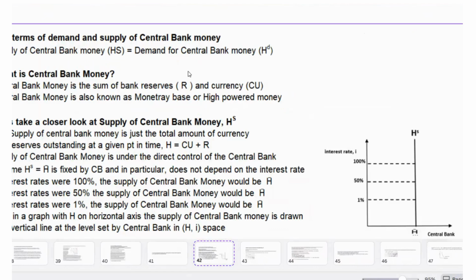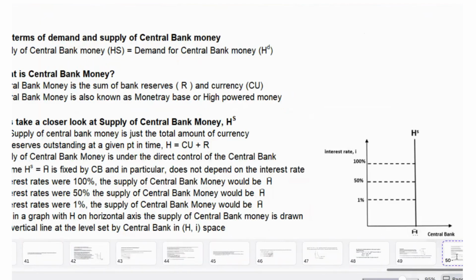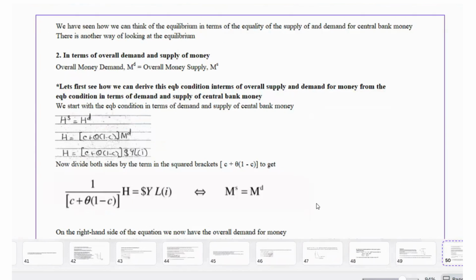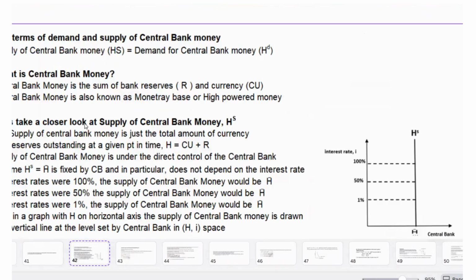So initially we talked about what financial market equilibrium is, where supply of central bank money is equal to demand for central bank money. Now, what we're saying is an equivalent way to express financial market equilibrium, in the case where the economy has a banking sector, is overall money demand is equal to overall money supply. Let's first see how we can derive this equilibrium condition, MD = MS, from the equilibrium condition in terms of demand and supply of central bank money.